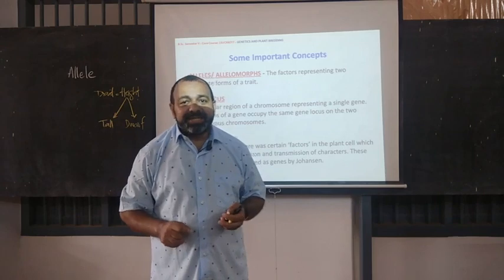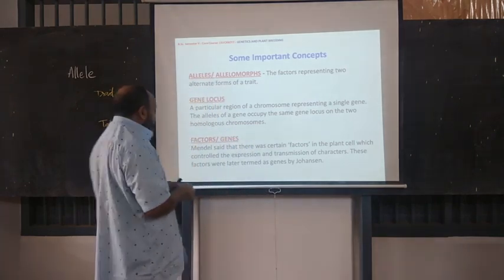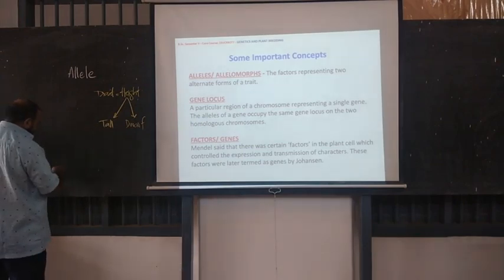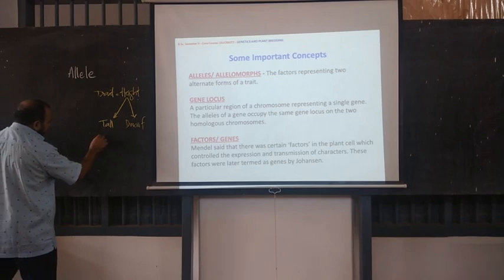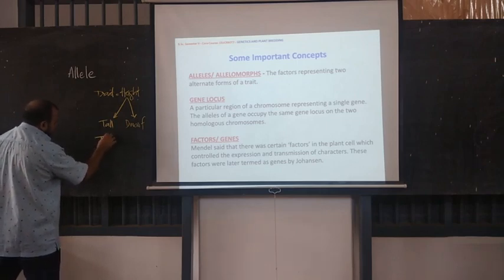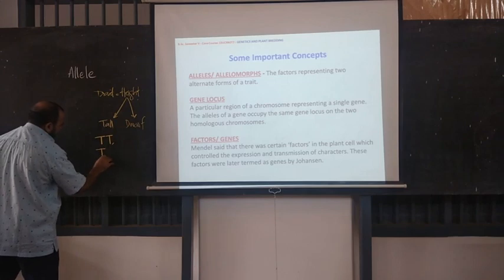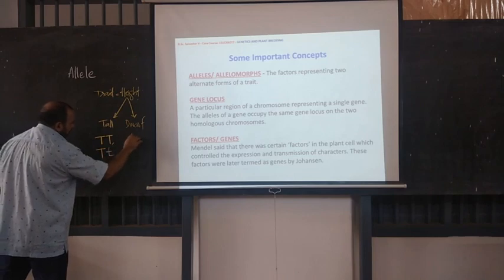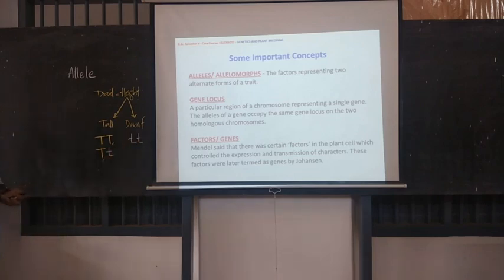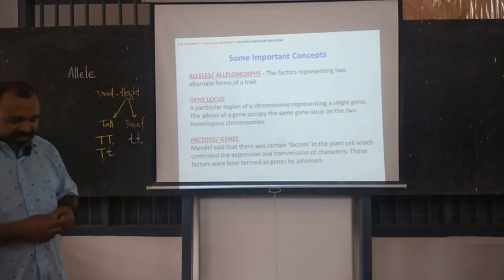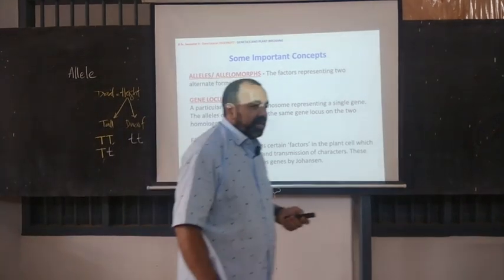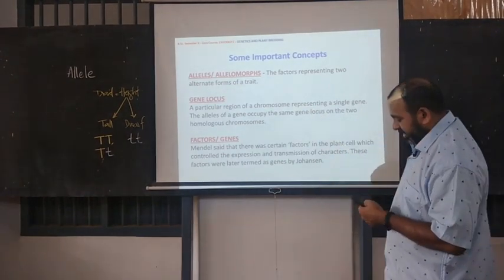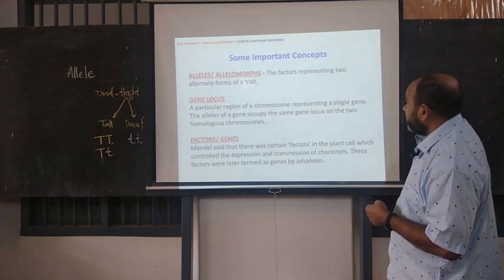So they are called alleles, and these alleles are normally represented by English letters. If it is a tall plant, it can be capital T, or it can be capital T and small t. And dwarf is always small t. Okay. So these are the allelic forms. So the alleles are the alternative forms of the very same trait.